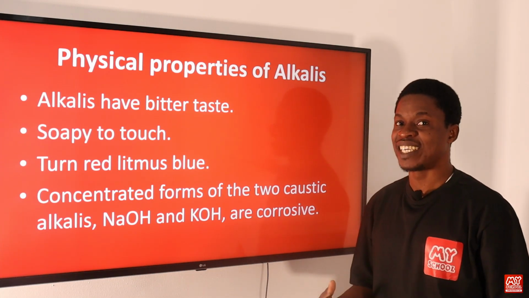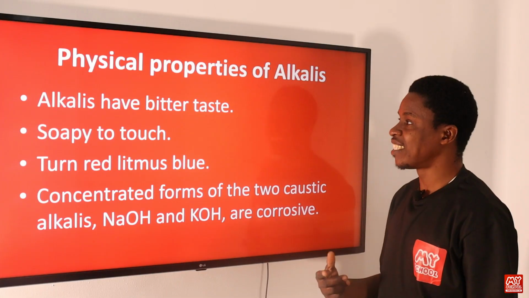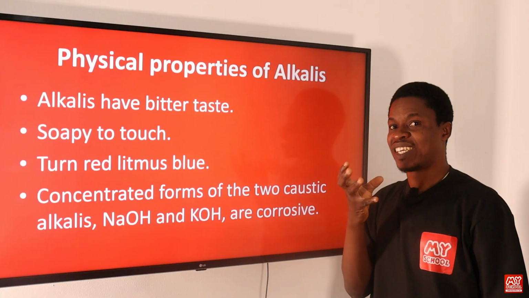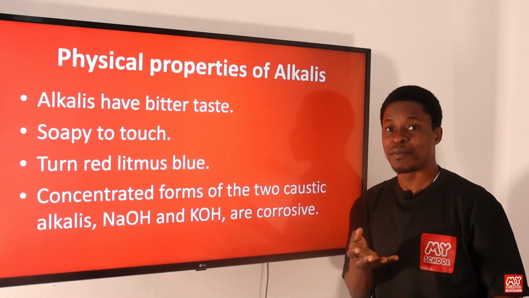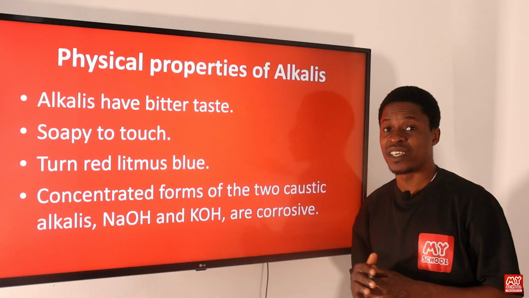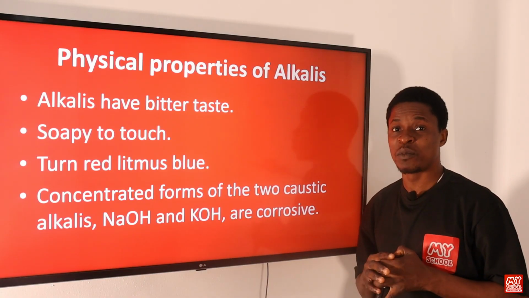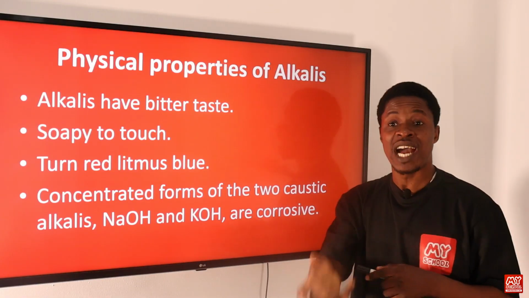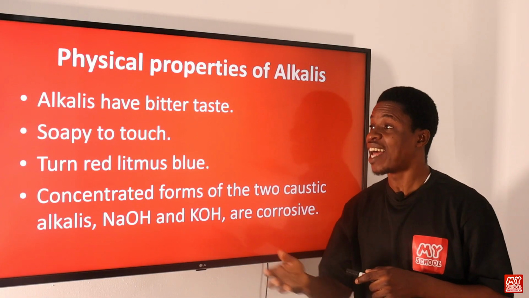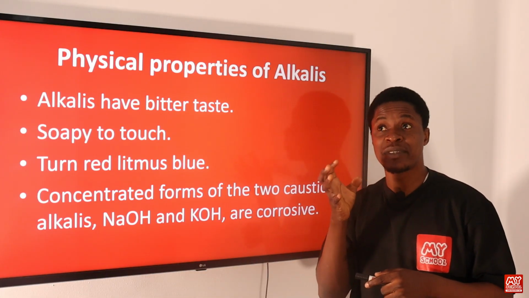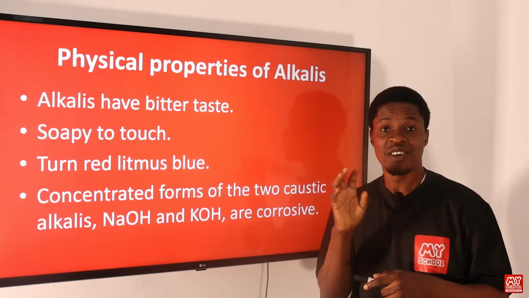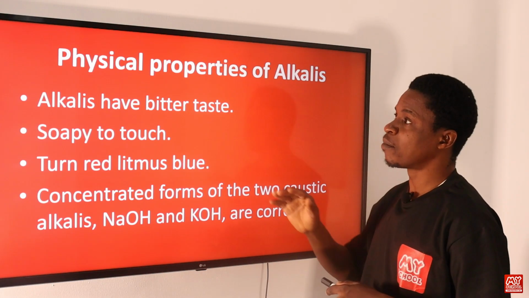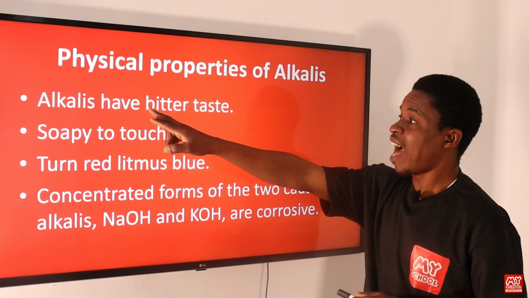Alkalis have bitter taste. Please don't go and take an inorganic base and try to taste it. Like I told us in the previous part of this topic, when you want to taste, it's advisable to taste organic acids, like the ones we have in unripened fruits, which have a sour taste. When you take unripened mango, unripened oranges, you feel the sour taste in your mouth. So alkali usually have bitter taste.